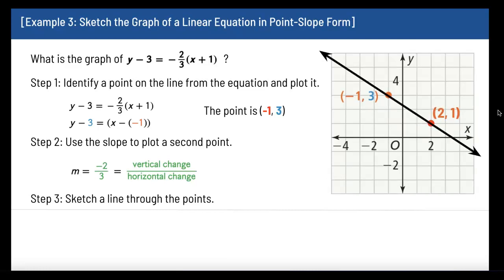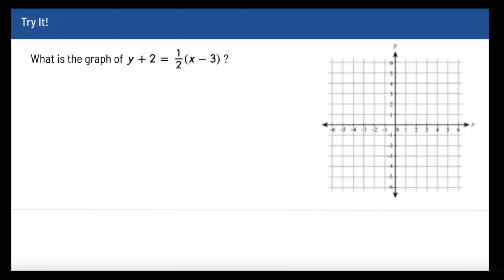You can see how this is helpful when we cannot really tell exactly where it's crossing the y-axis, but we can still plot the graph. Here is one final problem for you to try. Given this equation, plot the graph on your own.